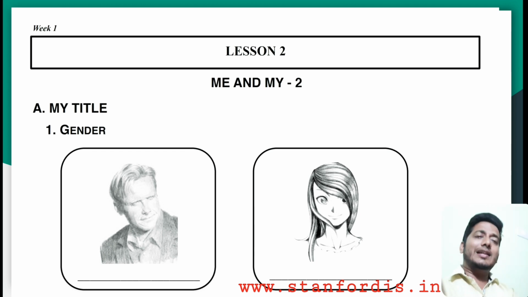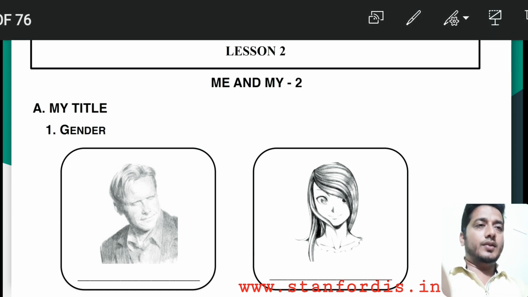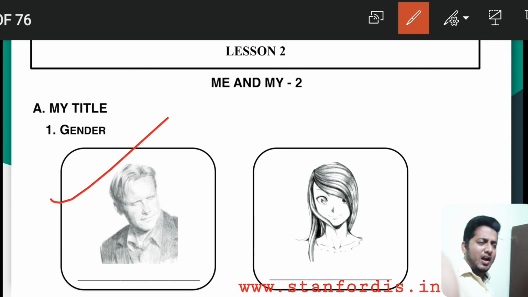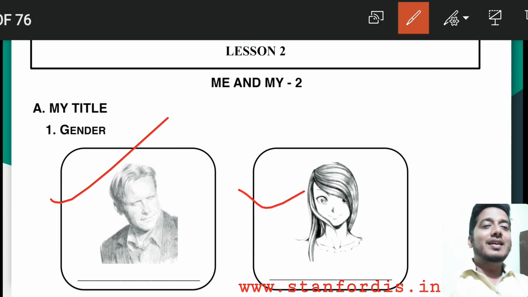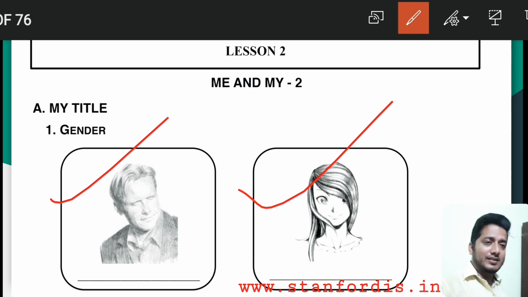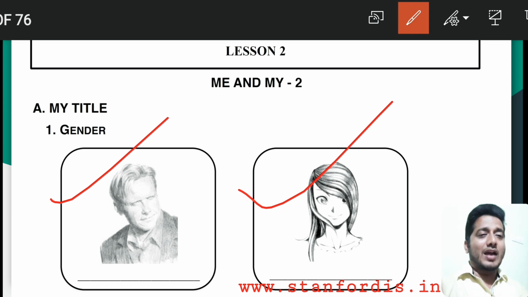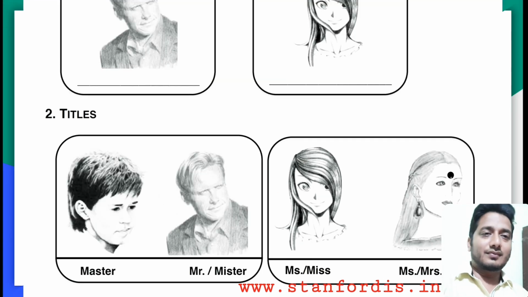So in this exercise, you are going to tell what is the gender of this person. Here, what is the gender of this person? Male or female? Answer fast, quick. I hope you have answered male. What is the gender of this girl? Answer fast, quick, 10 seconds. I hope you have answered female.